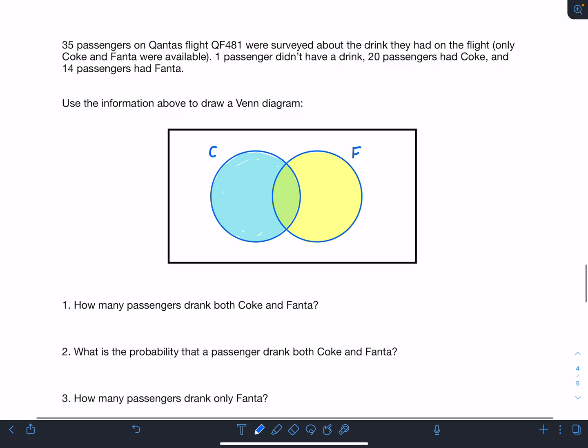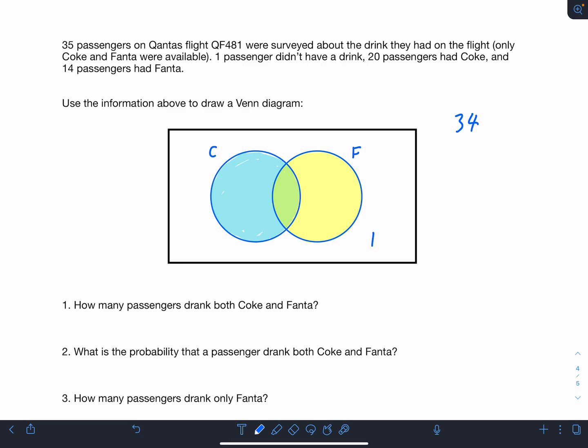Okay, so we've got 35 passengers on this Qantas flight, and they were surveyed about the drink that they had, and only Coke and Fanta were available on the flight. Our question tells us that one person did not have a drink, and that's what we need to put in first to our Venn diagram, and we put it outside of our two circles. So one person didn't have a drink, and we had 35 passengers, and we've accounted for one, so we've got 34 passengers still to account for.